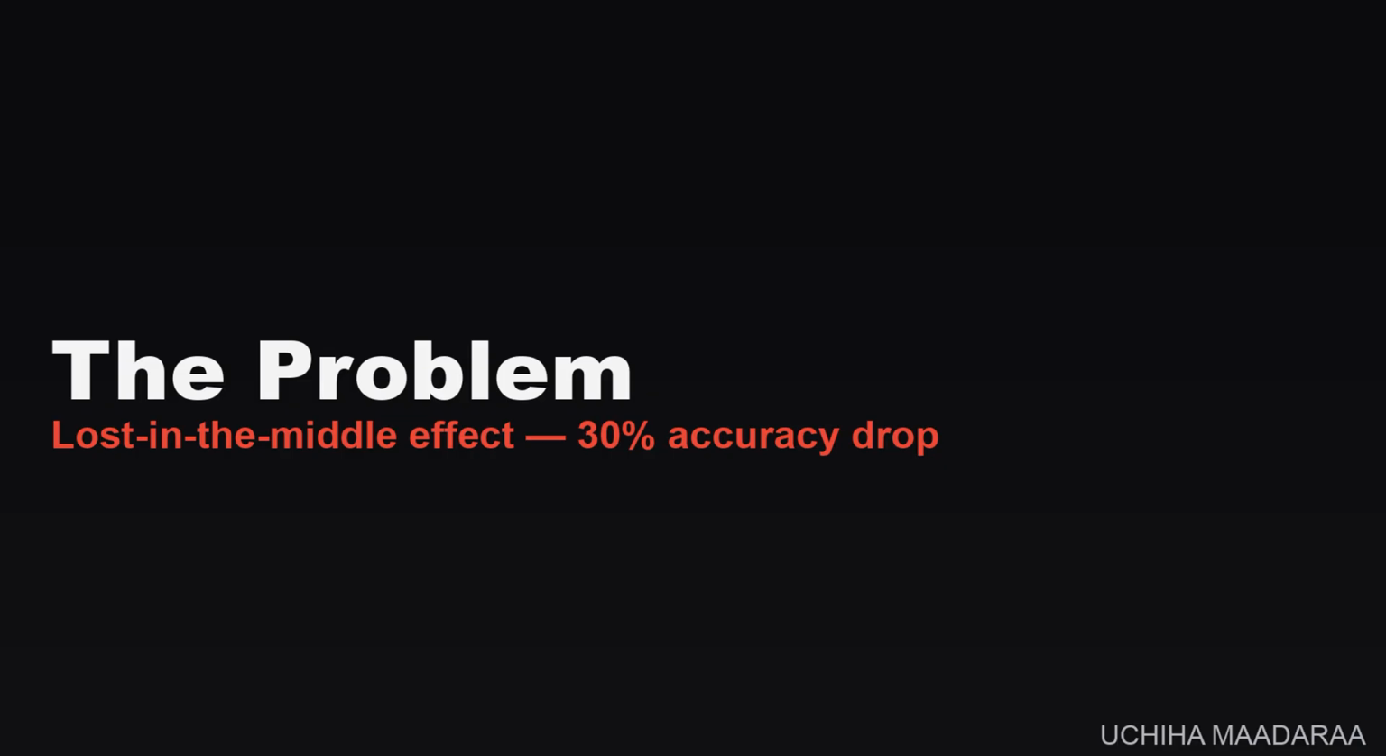Why does this happen? Because of how transformer attention works. Each token attends to other tokens with weights that get normalized via softmax. Position embeddings add bias. The result, tokens at the edges of the context get disproportionately more attention than tokens in the middle. The model has the information. It just isn't looking at it.